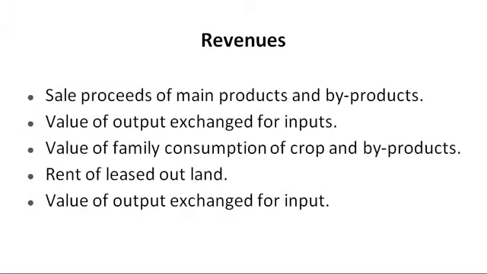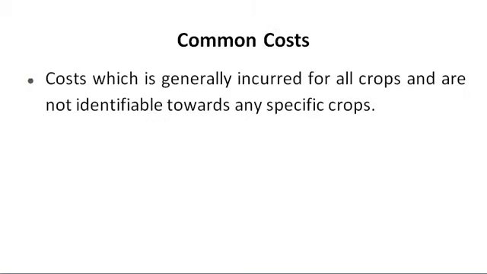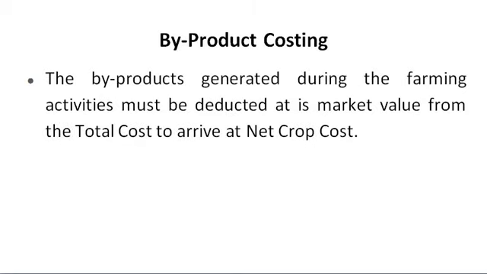Revenues are sale proceeds of main products and byproducts, value of output exchanged for inputs, value of family consumption of crops and byproducts, rent of leased out land. Common cost is generally incurred for all crops and is not identifiable towards any specific crop.